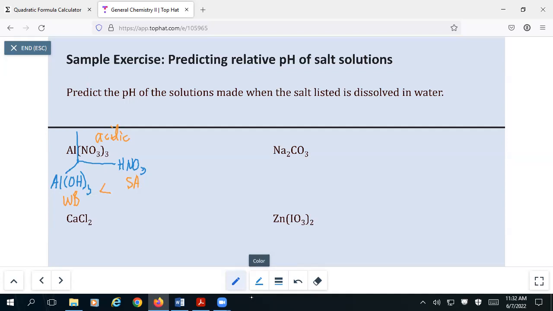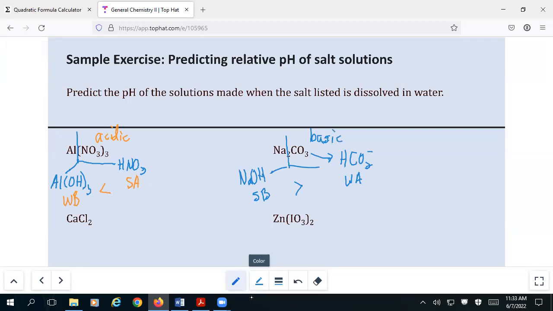Our second example: sodium is going to come from sodium hydroxide, NaOH. We know sodium hydroxide is a strong base. Carbonate ion is going to come from the hydrogen carbonate ion. We know that the hydrogen carbonate ion is a lousy acid. So the strong base wins, and we would anticipate this to be a basic salt.